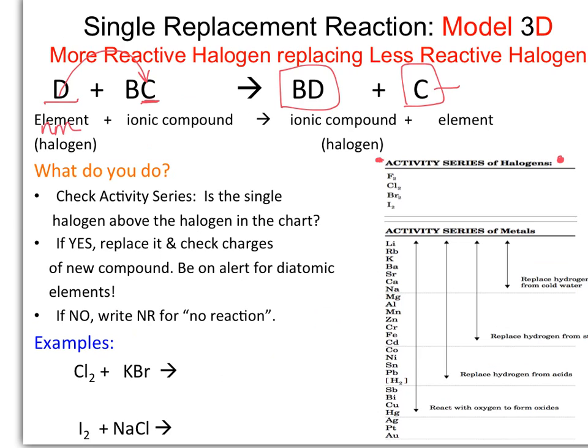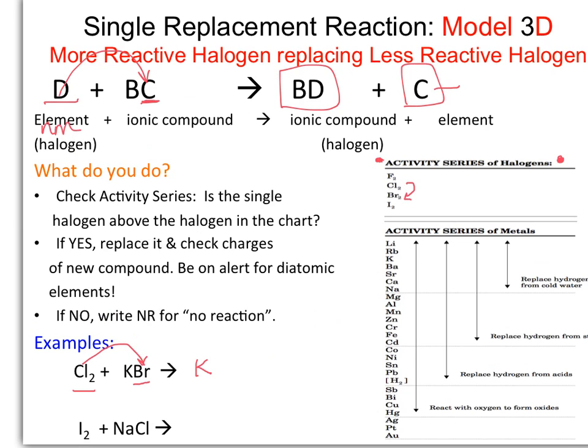So if I take a look at this single element, I notice it's not a metal. This is the first time we've seen this. It's a halogen. It's a nonmetal. So we want to go to the compound. The only model we have is a halogen replacing a halogen, and find the other halogen or nonmetal in this case. And we'll go to the top and see, can chlorine replace bromine? It can.